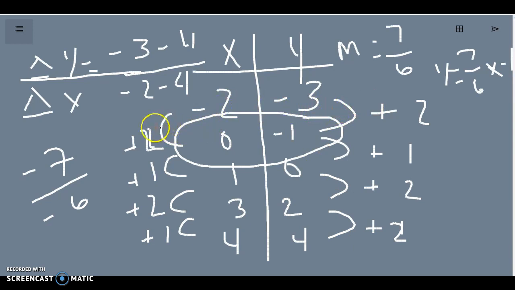So when it increases by 2 here, it increases by 2 here. But when I increase by 1, it also increases by 2. When I increase by 1 here, it increases by 1. So it's not constant. So this is not linear, it's not constant, and it's not a straight line. And I hope that this helps.